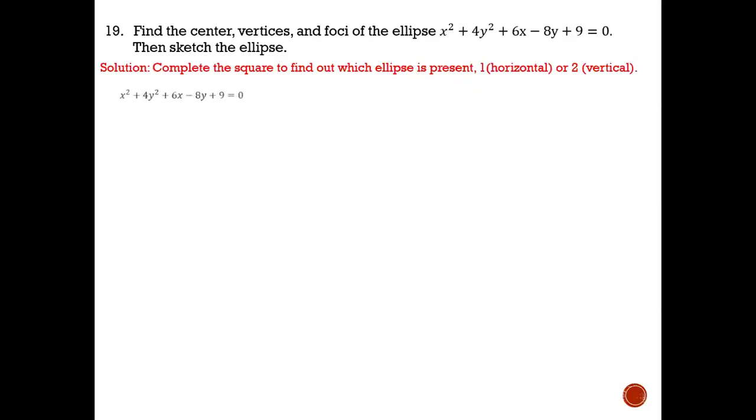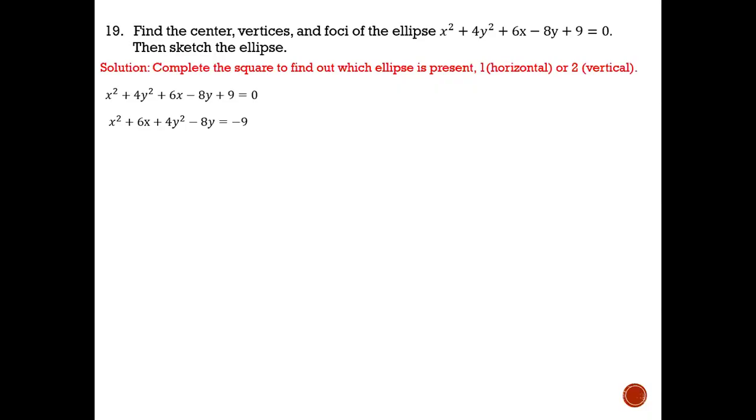Find the center, vertices, and foci of an ellipse. Then sketch the ellipse. So here they gave us the ellipse in general form. So to put it into what I call our standard form, we're going to have to complete the square for the ellipse. Before I start completing the squares, I'm going to rearrange these terms so you can see how we can complete the square. I'm going to combine the x's with the x's, the y's with the y's, and then move the constant to the other side.